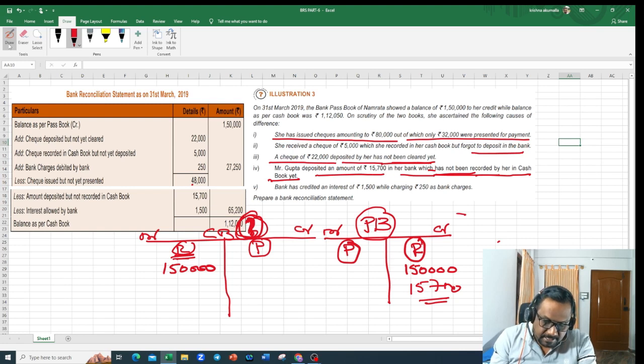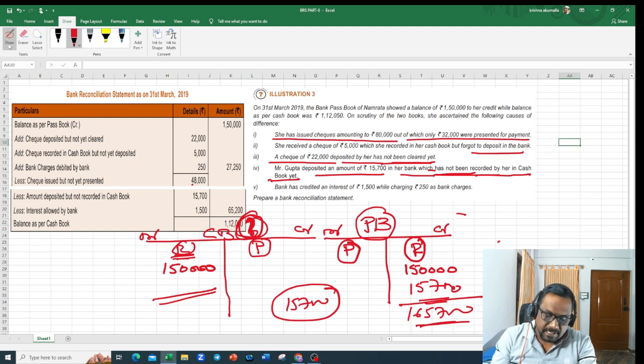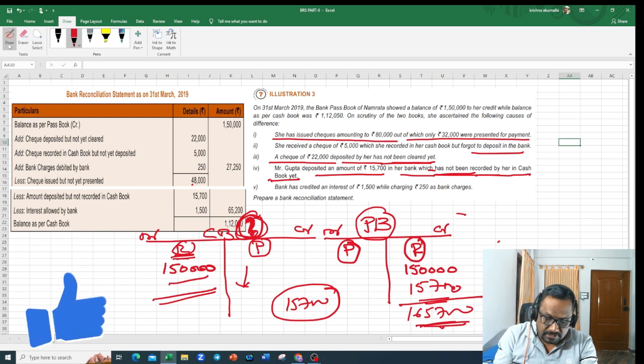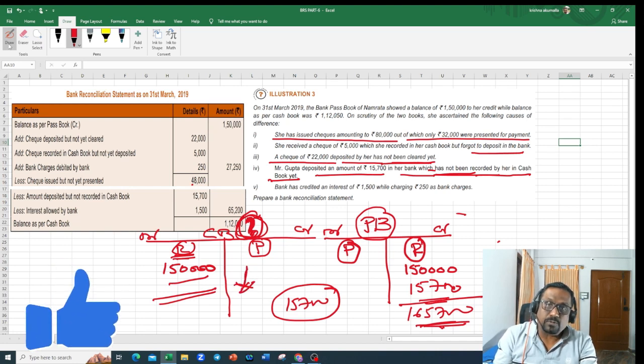Now, what is the balance here? 1,50,000. What is the balance here? 1,65,700. So, what is the difference? 15,700. To the extent of 15,700, my cash book balance is increased or decreased? This is 1,50,000. This is 1,65,700. So, the cash book balance is reduced when compared to this. This is 165, right? This is 150 only. So this is reduced.